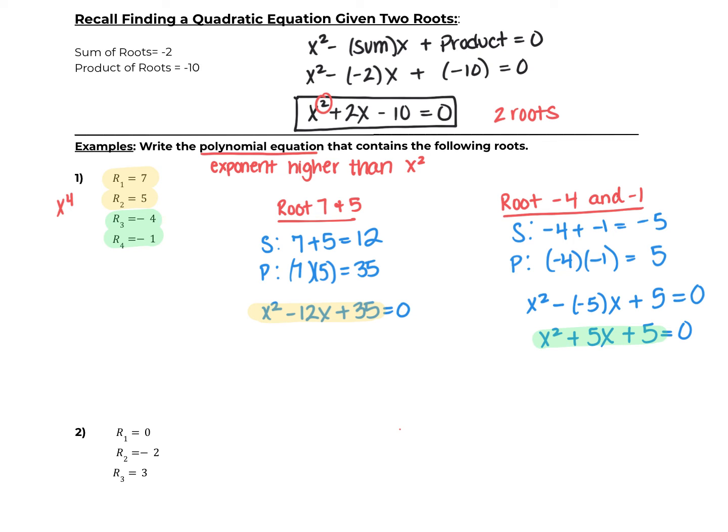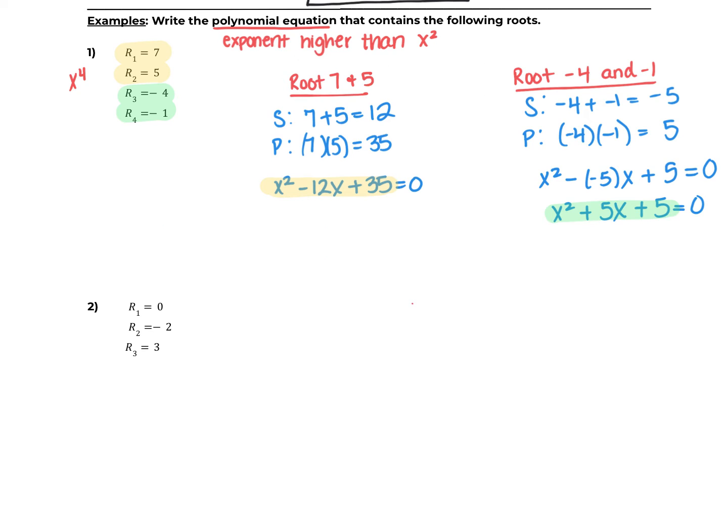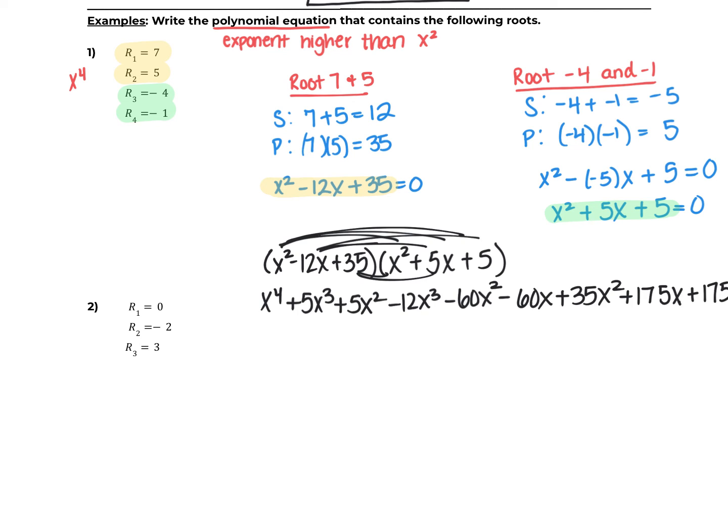So you can use triple distributing here. So we need to multiply x squared minus 12x plus 35 and x squared plus 5x plus 5. So take a minute, pause the video, and then hit resume when you're ready for the answer. All right, this is what I got. So if you need to, pause the video and try to see where you found your mistakes, and I'm going to continue and combine like terms.